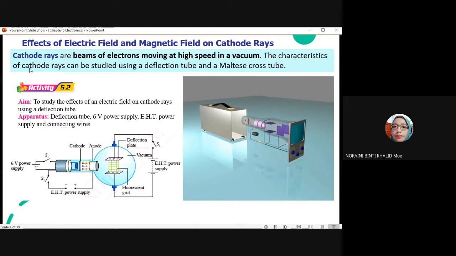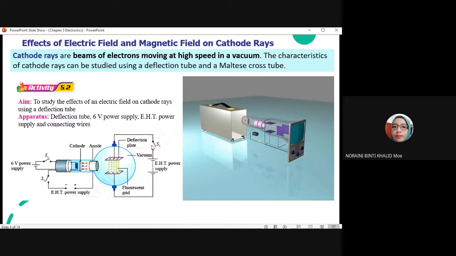Activity 5.2. This one is to study the effects of an electric field on cathode rays using a deflection tube. Apparatus: deflection tube, 6-volt power supply, EHT power supply, and connecting wires. So you can see from this diagram, this is the deflection tube with the deflection plates. The top plate is connected to the positive terminal, the bottom plate is connected to the negative terminal.